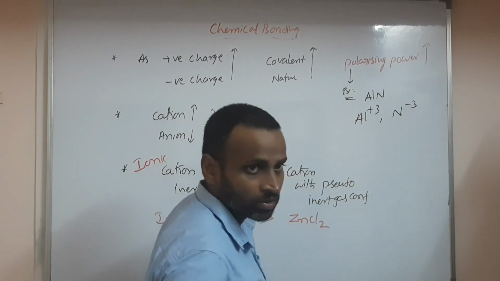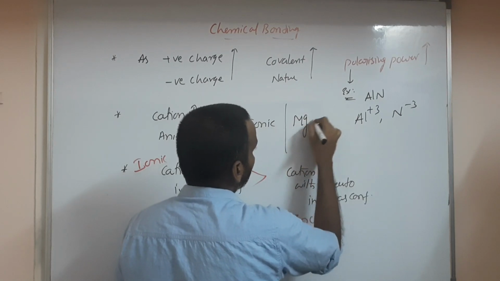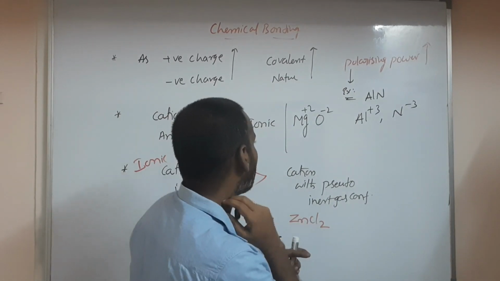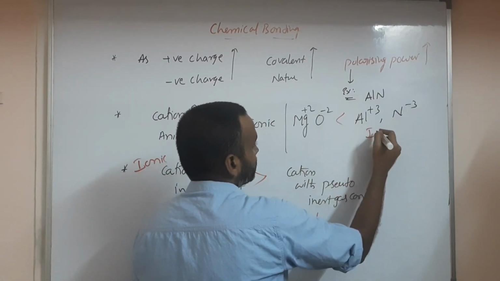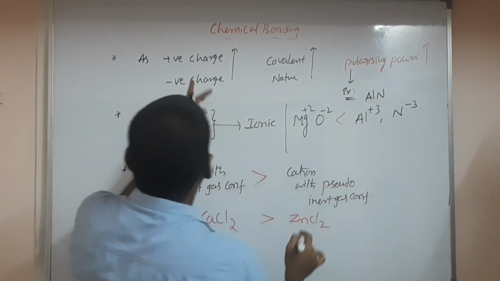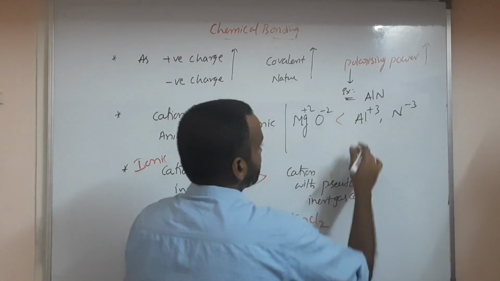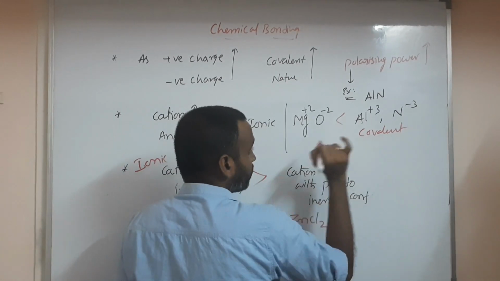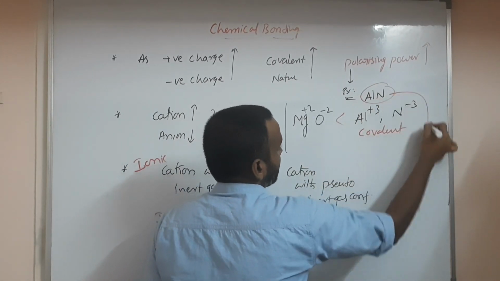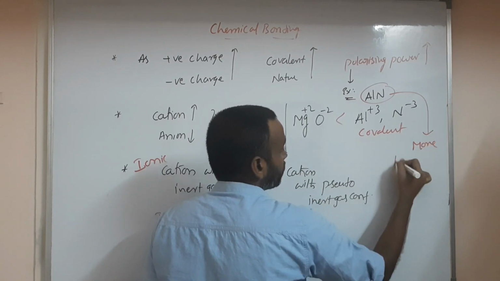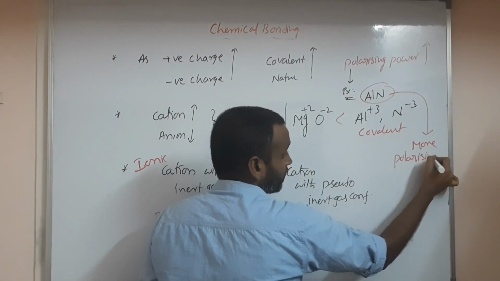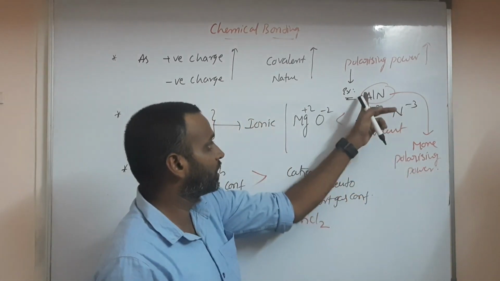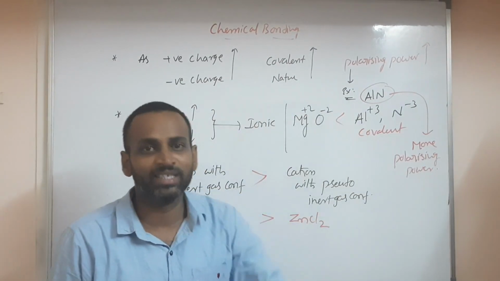So the positive charge is more. Suppose you have magnesium oxide, Mg2+ and O2-. As I mentioned previously, who is more ionic? When positive charge increases and negative charge increases, covalent nature increases. So the covalent nature is more here, and this AlN has more polarizing power. What is polarizing power? Sharing nature. Between aluminum and nitrogen, sharing nature increases.